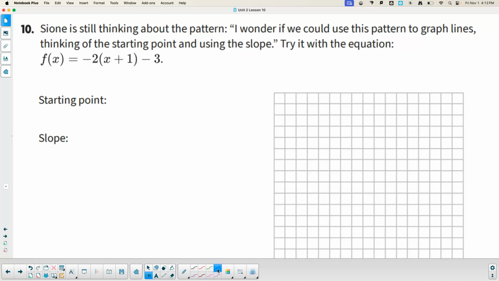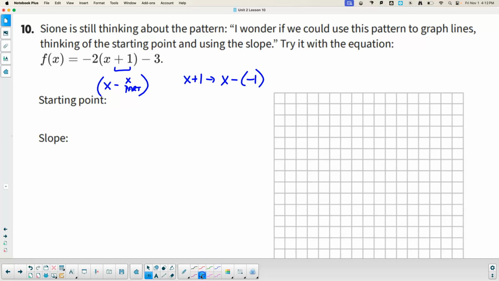So let's talk about the starting point. Let's recognize the starting point first. So this should be x minus the x part of the point. Well, right now it's plus, so that would be x plus 1 is really x minus a -1, kind of working ourselves backwards off of that one.